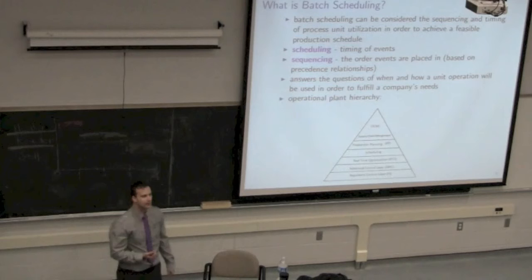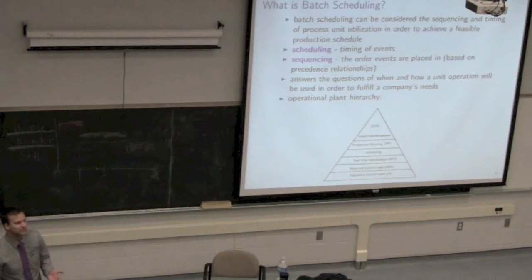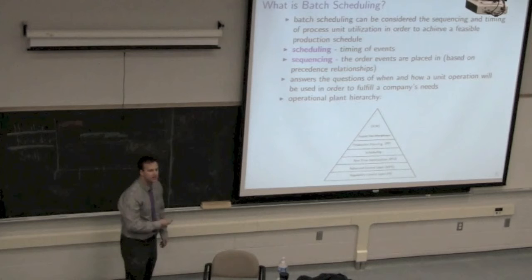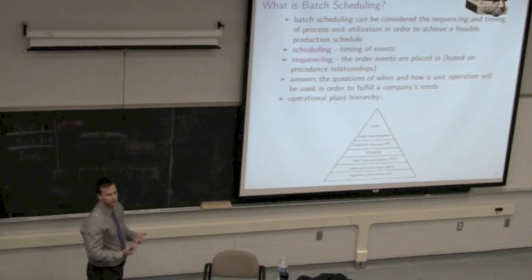Typically, when people talk about scheduling, they'll refer to both, but they are technically different, so just be aware of that difference. Now, where this fits in with the plant hierarchy is this is kind of a concept from process control. So we have this process control hierarchy. At the highest level, we have supply chain management. This is an active area in chemical engineering right now, but you probably won't see it unless you go to grad school. And then the supply chain is, you know, how do we ship things globally? Where do we store it in warehouses? How much inventory do we carry? What are the minimum costs we can have?